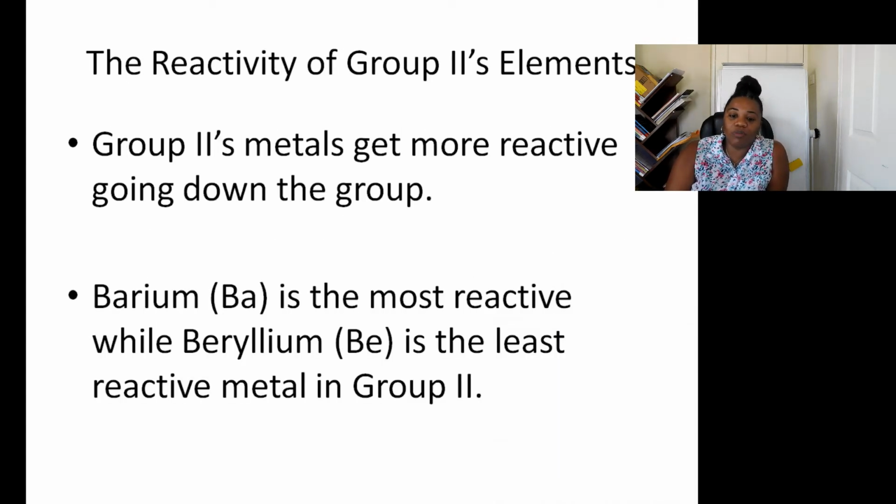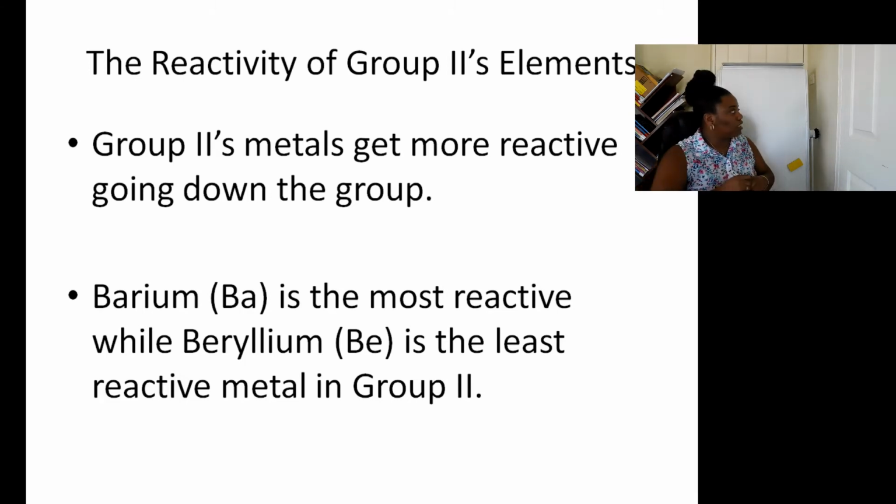So group 2's metals get more reactive going down the group, and this is because the more you go down, the more electrons you will find in them. And so the lower down you go, you're going to start to experience a lot of electron repulsion. You remember that in the last video? So because of this electron repulsion and the lacking of nuclear charge to attract the valence electrons, what happens is that these electrons are like, I don't want to stay here, I'd rather go away.